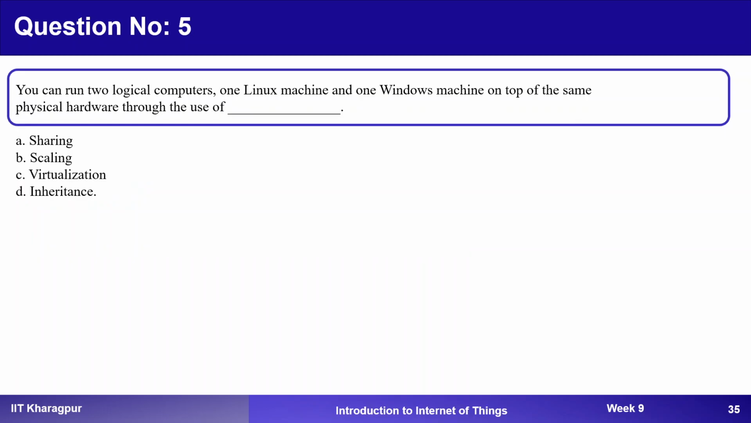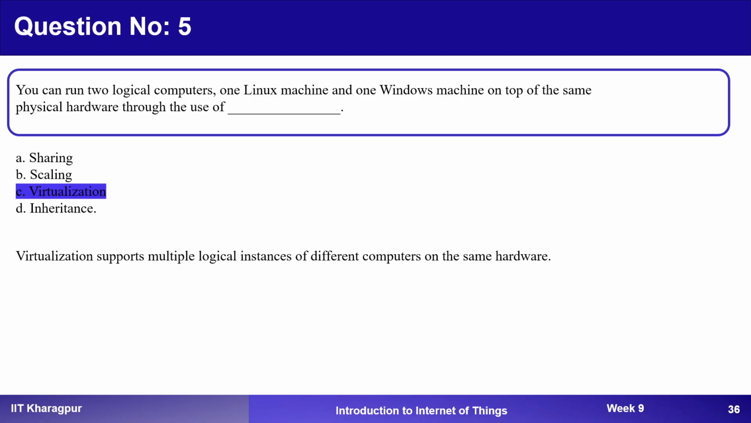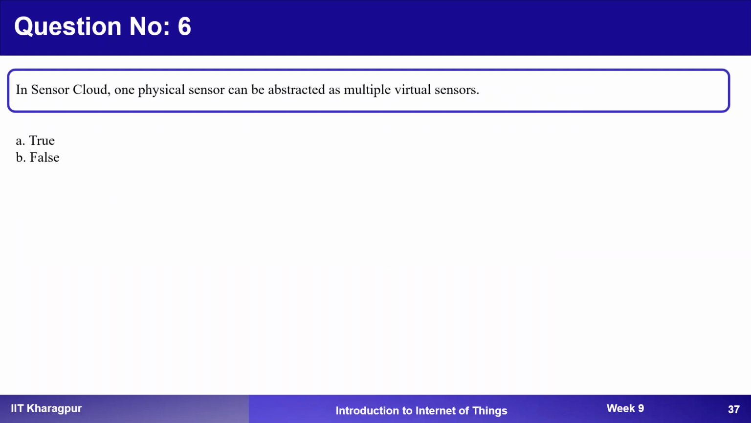Next question, that is question number 5, is, you can run two logical computers, one Linux machine and one Windows machine, on top of the same physical hardware through the use of, options are sharing, scaling, virtualization, inheritance. The correct option for this question is virtualization. Virtualization is the concept where you can make use of a physical hardware over multiple logical instances.